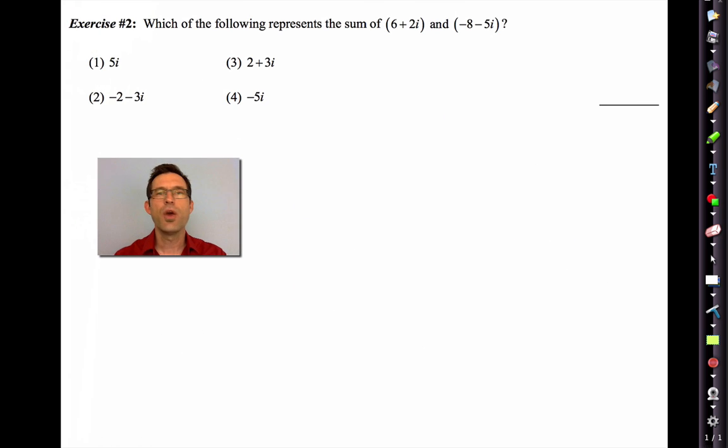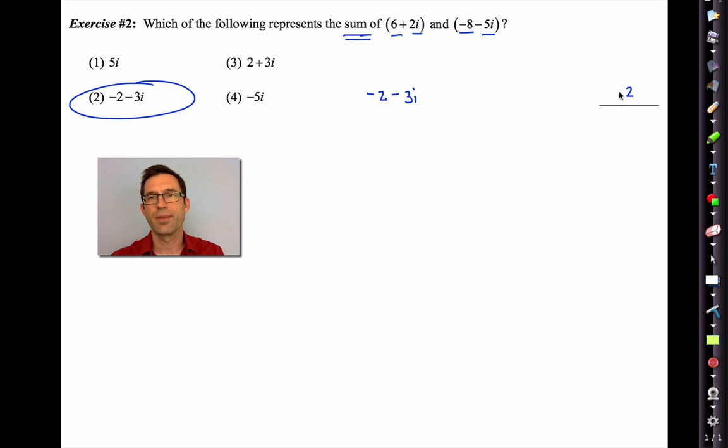Exercise 2. Which of the following represents the sum of 6 plus 2i and negative 8 minus 5i? Pause the video now and do this quickly. All right. Well, the only thing you'd have to worry about in a problem like this is the difference between a sum and a difference, but sums are easy. 6 plus negative 8 is negative 2. Positive 2i, negative 5i is negative 3i. So, looks like choice 2.